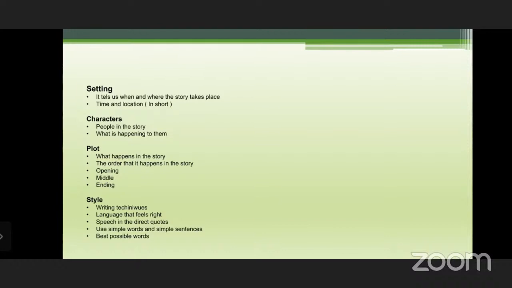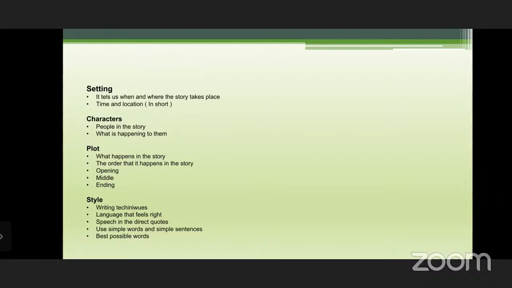Let's see the next one. One of the important elements of story writing is the style. We have to follow some strategies while maintaining a style of writing in a story. We generally use indirect speech, but if we use direct speech in the story, it makes it effective. So we'll see writing techniques, language that feels right.